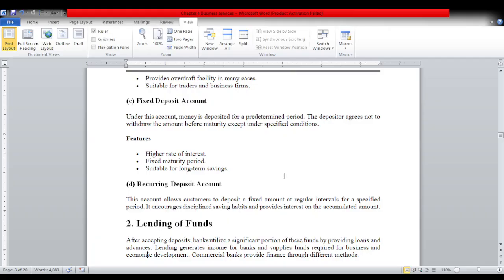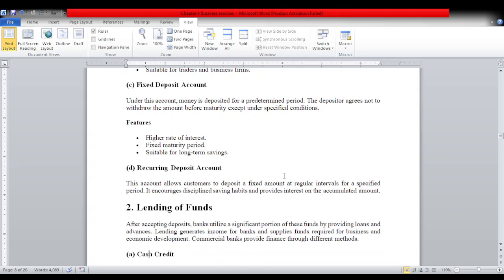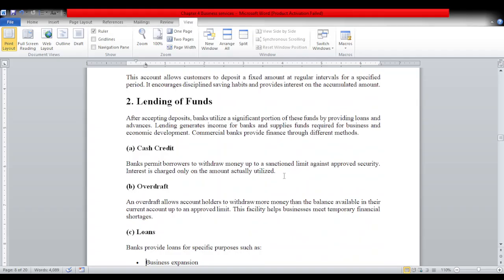Next, we are studying the second function of the primary functions, that is the lending of funds. Once you have understood accepting deposits from the general public, now we are studying lending of funds, lending of money, or sometimes you can call it advancing the loan. So after accepting the deposit, the bank utilizes a significant portion of these funds by providing loans and advances.